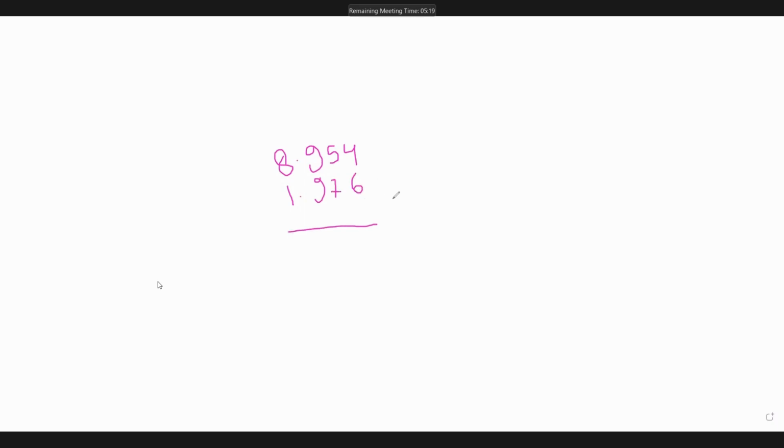This is 7. So 10 minus 6. First will be 10 minus 6, 4. 4 minus 4, 0. Exactly. 9 minus 9, 0. 9 minus 0, again 9. Plus 1, 9 plus 1 is 10. So 10.930. Don't forget this is decimal here.